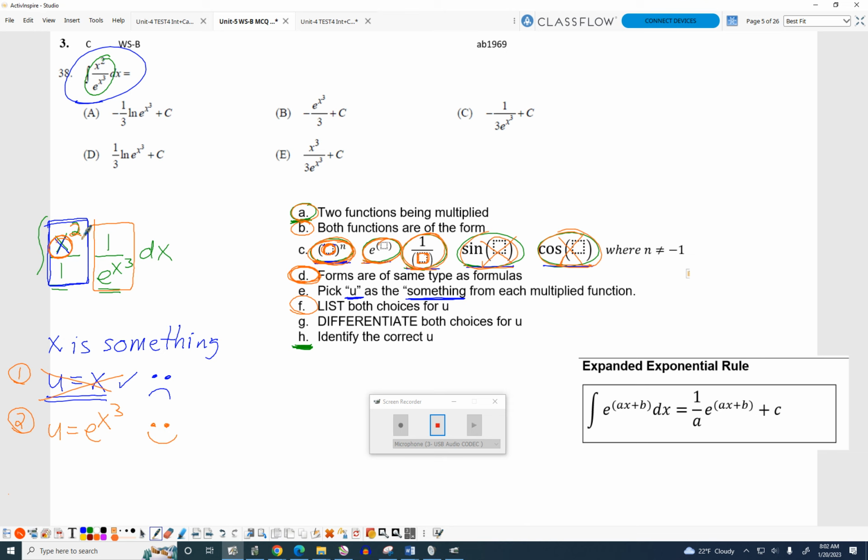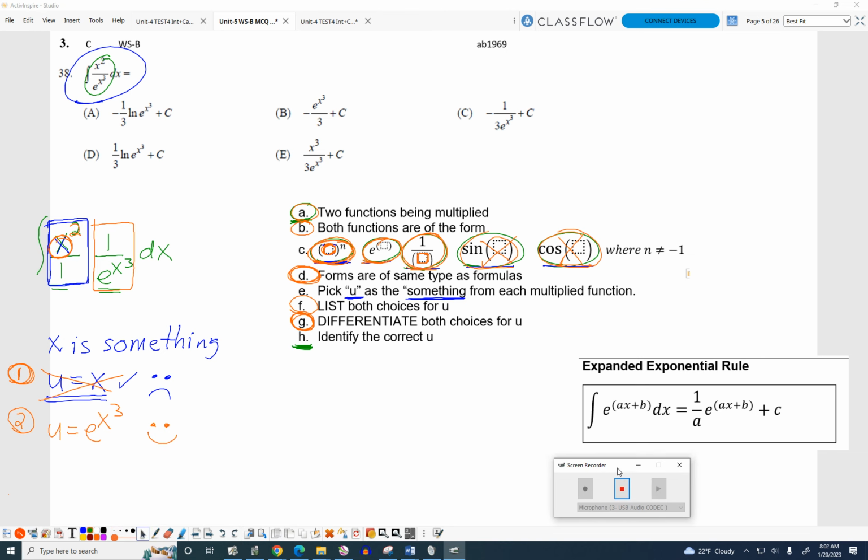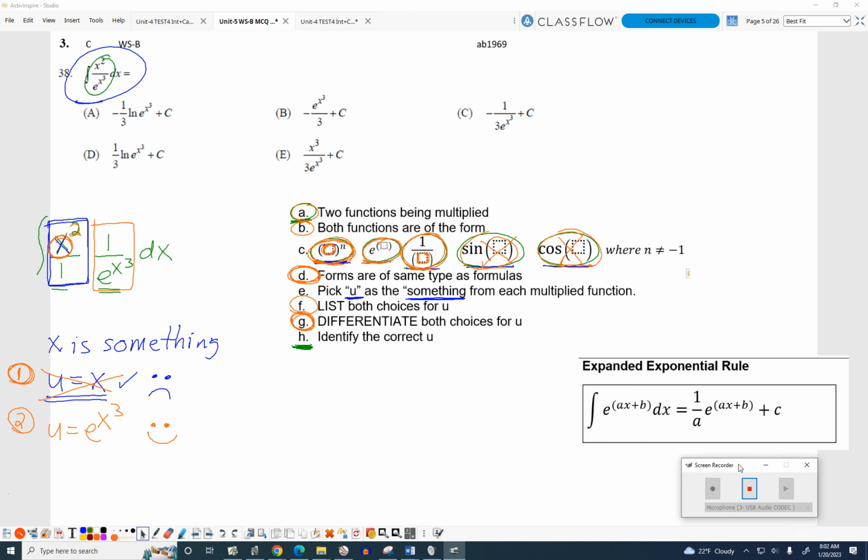Okay, the next thing right here says we are supposed to differentiate both choices for u. We do not need to worry about the first choice. I've already told you that's a waste of time. Don't worry about it. We need to look at the second choice. So we write down on our paper this. Let's clear this off a little bit. Move this out of the way.